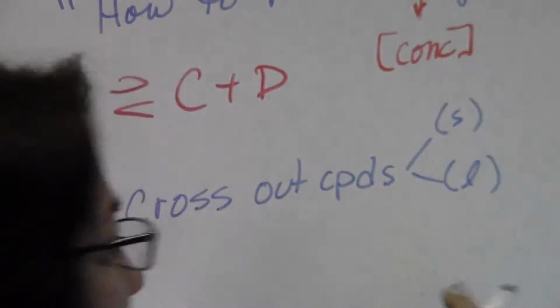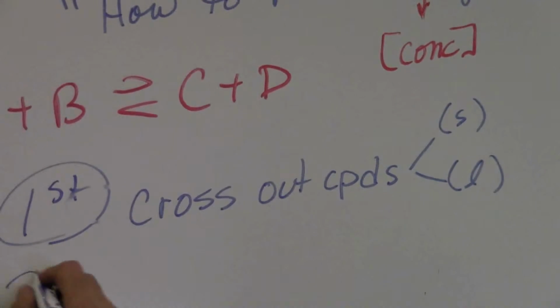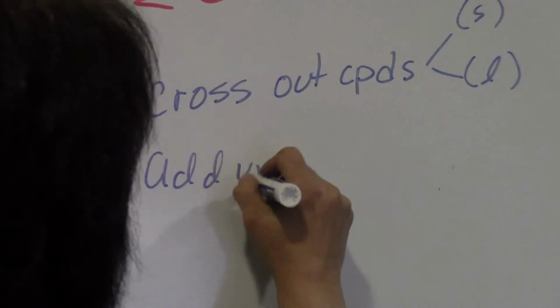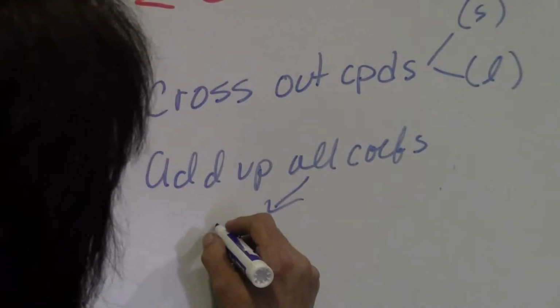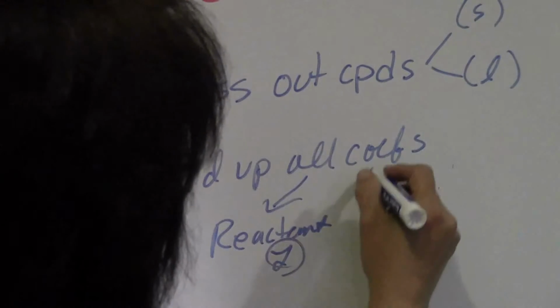So the first step I want you to do is cross out any compounds that are solid or liquid, because we know they don't really play a role in these problems. The second thing I want you to do is to add up all of the coefficients on the reactant side, the left side of the equation, and the product side, the right side of the equation.